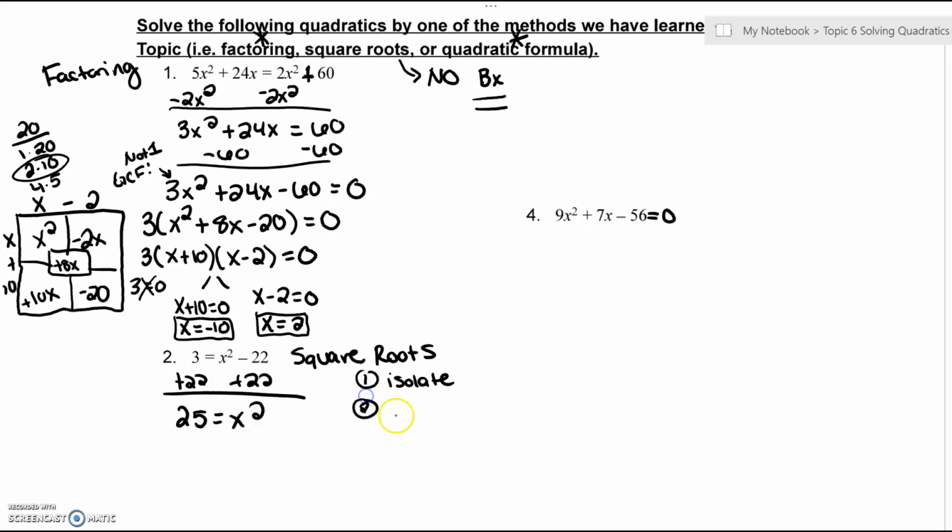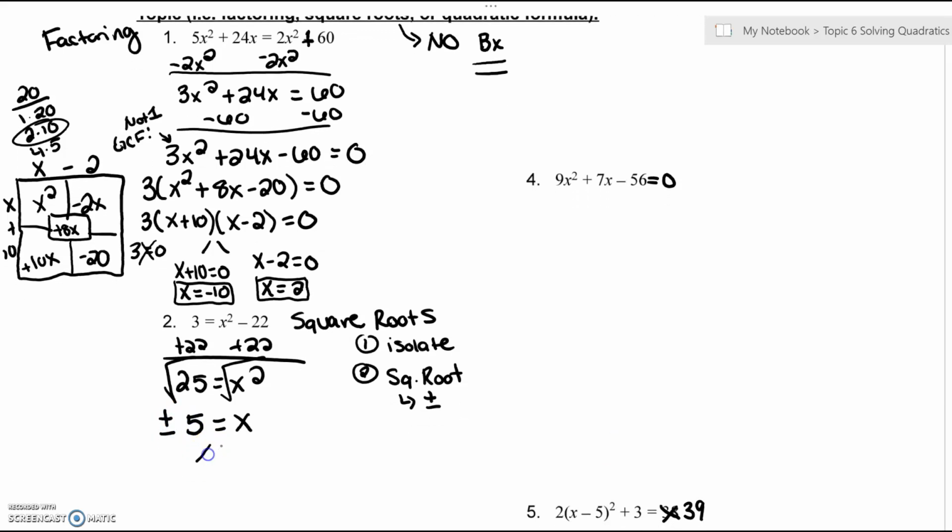Step 2 is to take the square root of both sides. So I take the square root. The square root of x squared is just plain x. And we can't forget the plus or minus sign. So the square root of 25 is plus or minus 5. And then to go one step further, I'm going to break this up so I have two answers. So this means that x equals positive 5 and x equals negative 5.